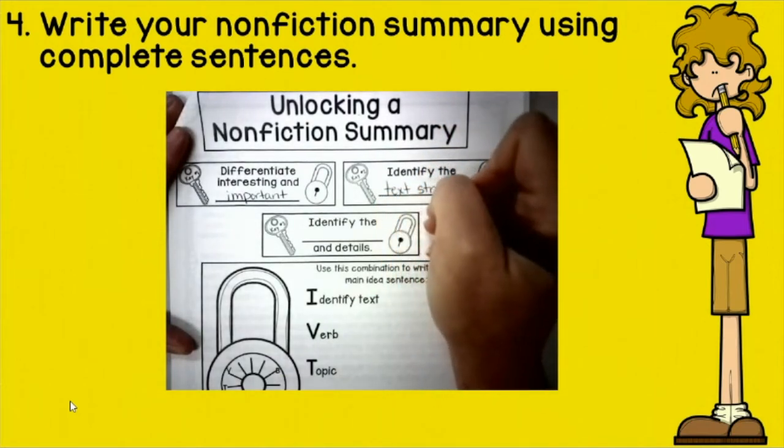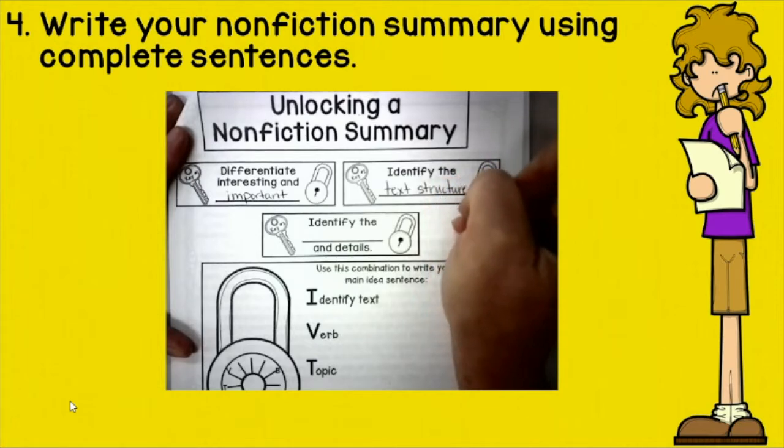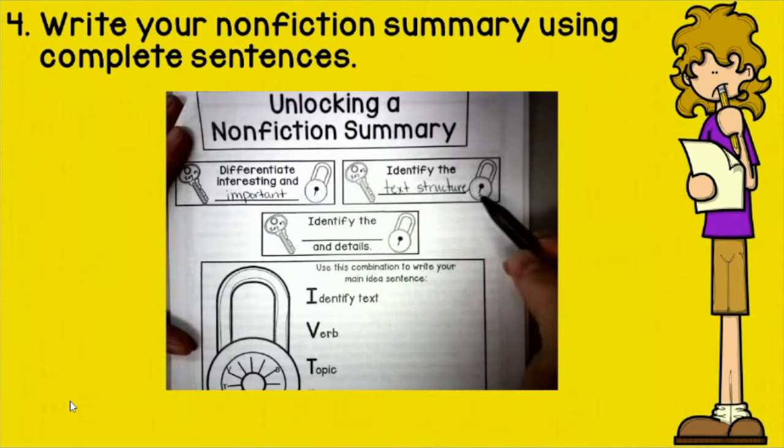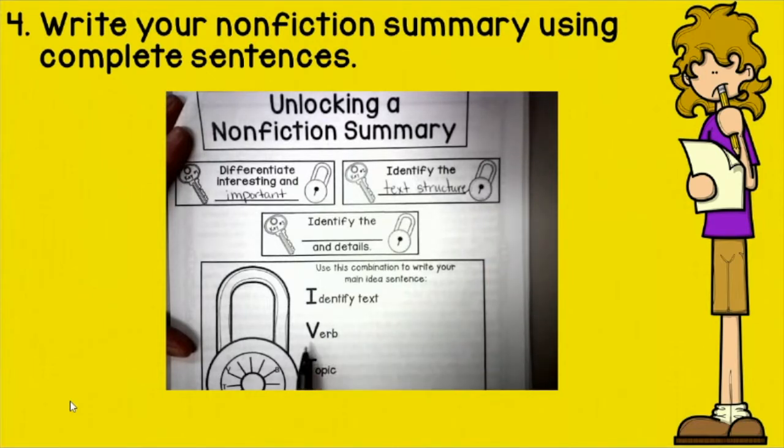Next, I need to identify what is the text structure. Now remember, if I am writing too quickly, you can always pause your video to catch up. What is the text structure? What's the author doing? Are they describing, comparing, contrasting? Are they putting something in order or sequence? What are they doing? Because that's going to help you with your verb.